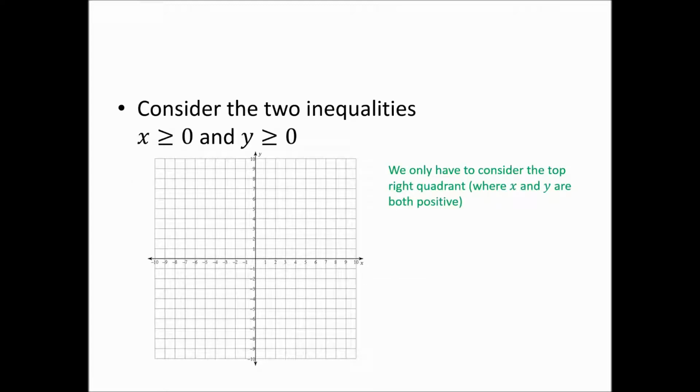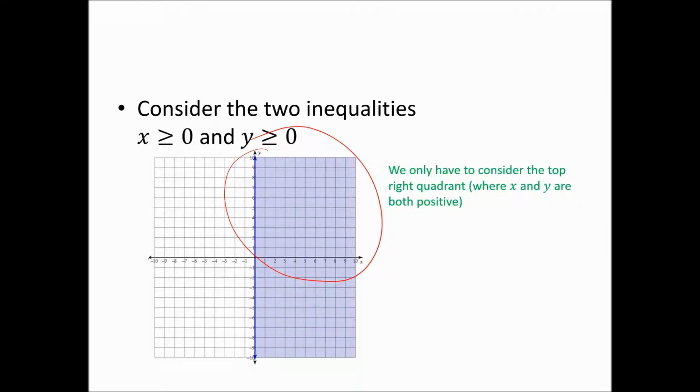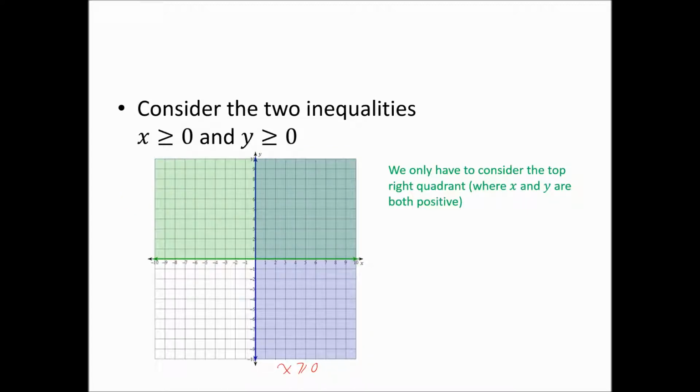First of all, let's consider these two: x ≥ 0 and y ≥ 0. We only have to consider this quadrant here, the top right quadrant, quadrant 1, because x and y are both positive. What I've just graphed here is x ≥ 0 and y ≥ 0, that is my green region.